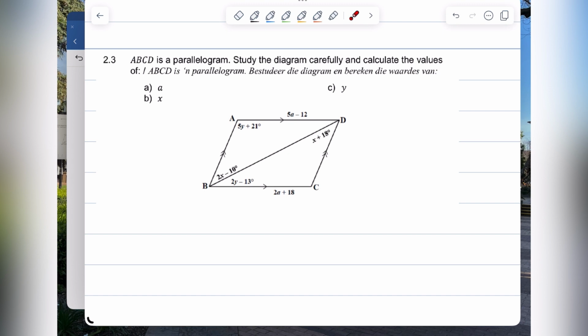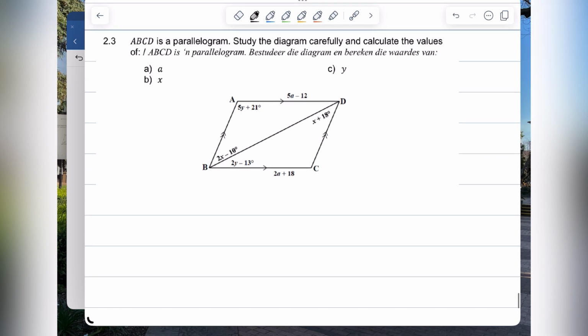Bestudeer die diagram en bereken die waardes van A, X en dan ook Y. So daar is 3 onbekende waardes waarvoor ons moet oplos. And this diagram looks quite busy. It's a parallelogram. Parallelogram is fairly simple to work with as well. It's got a few properties, and again, depending on what they have presented you with in the diagram, you will make use of the properties accordingly.